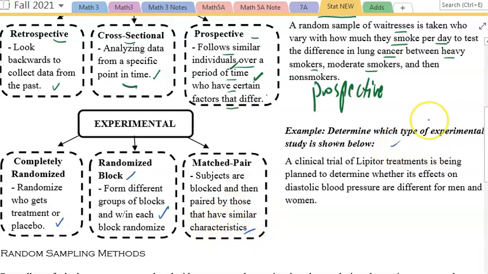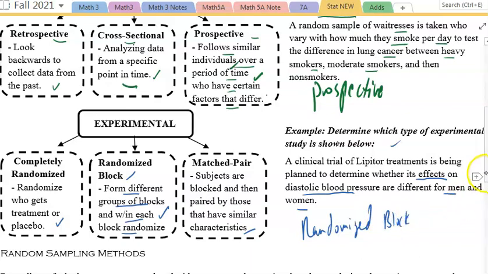Here's an example. We try to identify which type it is. Determine which type of experimental study is shown below. A clinical trial of Lipitor treatment is being planned to determine whether it's effective on diastolic blood pressure, and the effects are different for men versus women. Well, for men versus women, that's really forming different groups of blocks, and within each block randomized. That will be a randomized block.